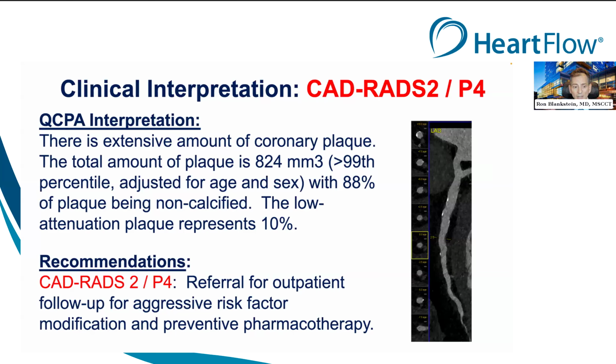The recommendation here follows the CAD-RADS guideline, and specifically this is a CAD-RADS 2. 2 means mild stenosis. Of course, we don't get too excited about mild stenosis on CT, but this is a P4. P4 is the highest category of plaque. As a reminder, in CAD-RADS, the P-score goes from P1 to P4. And when it's P4, our recommendation is referral for outpatient follow-up for aggressive risk factor modification and preventive pharmacotherapy.